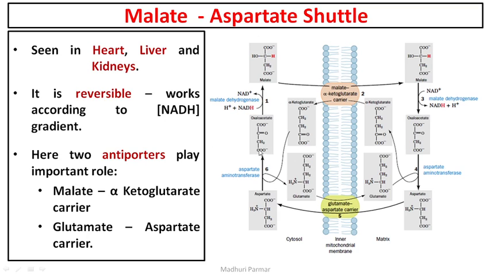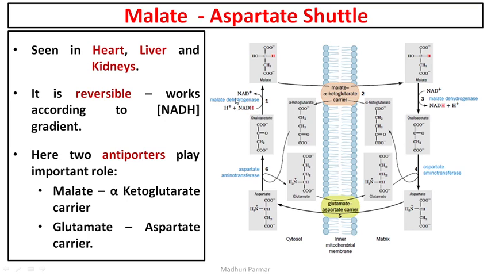Now this oxaloacetate will be converted into malate. Clear? So oxaloacetate to malate, this is the first reaction. The reaction is catalyzed by an enzyme known as malate dehydrogenase. We have heard of this enzyme in the TCA cycle, right? So the same TCA cycle enzyme is also found in the cytosol or your cytoplasm.